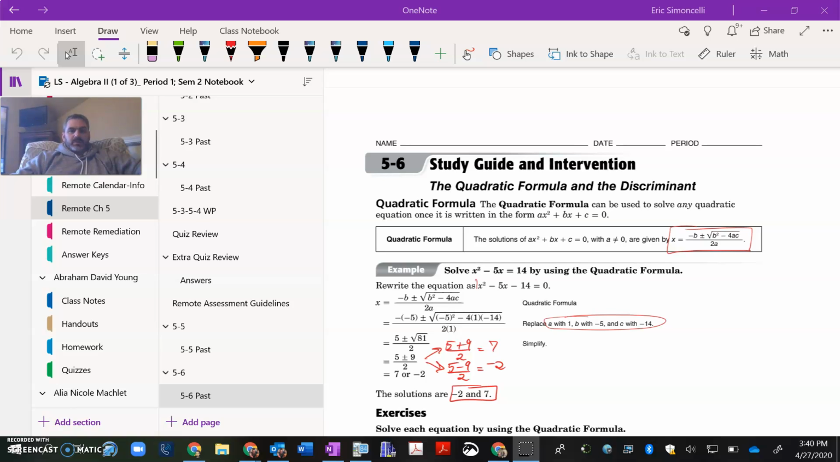Hello students, today we're going to be taking a look at section 5.6, the quadratic formula and the discriminant. So as you hopefully recall from Algebra 1, the quadratic formula can be used to solve any quadratic equation once it is written in the form ax squared plus bx plus c equals 0.